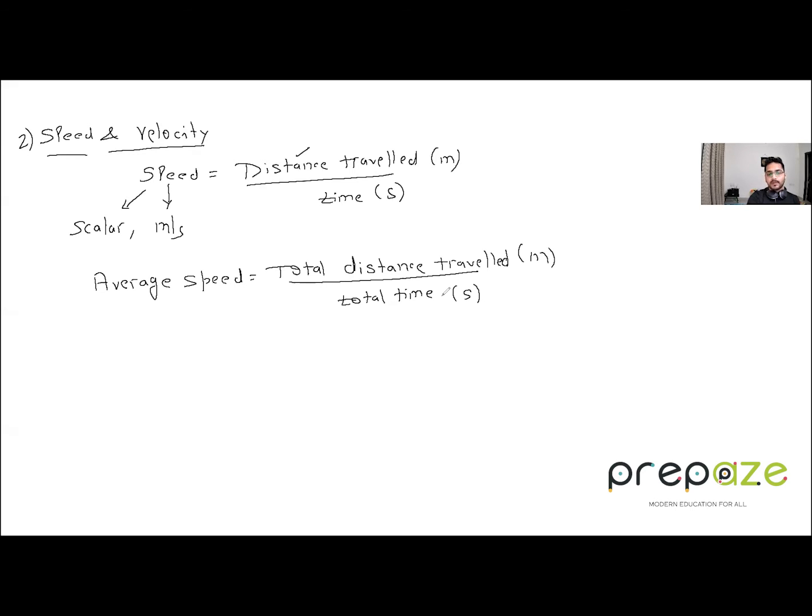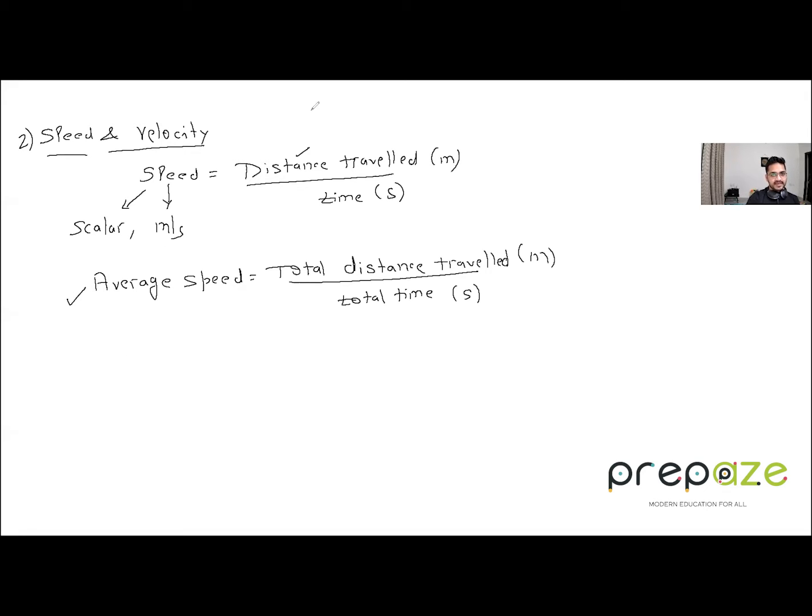But if I talk about average speed, I talk about the total motion, from where to where the particle has traveled. That is the total distance divided by the total time. There we use average speed. This concept, average speed, is used more.